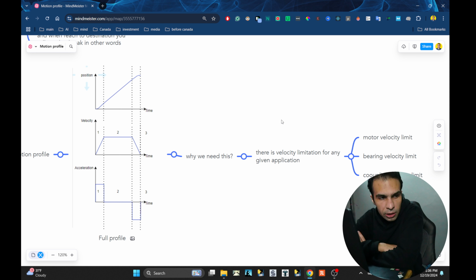For example, you have a linear guide or whatsoever. They will determine for you that, for example, the maximum speed you can run this system at is 1 meter per second. Okay, so you must not violate that. So that is the reason you have to limit the speed.